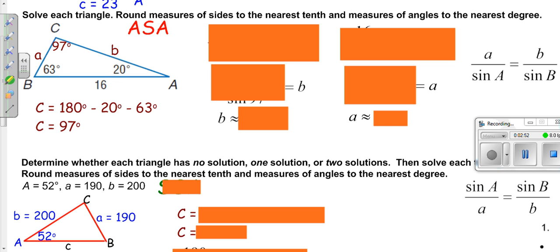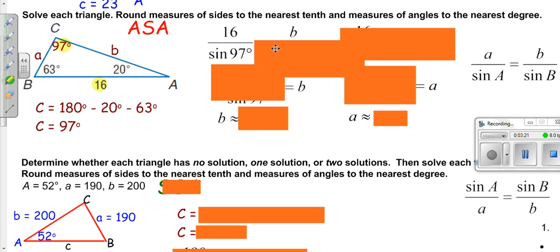We now have an opposite pair of our angle and its side, so we can now use law of sines. So I'm going to take that opposite pair, and typically I like to have what I'm looking for on top. I'm going to go ahead and try to find B, side B. So I'm going to put my sides on top. So I'm going to put the 16 on top and B on top. Then on the bottom, put the sine of the angle opposite the 16, so sine of the 97, over the sine of the angle opposite of B, which is your 63.